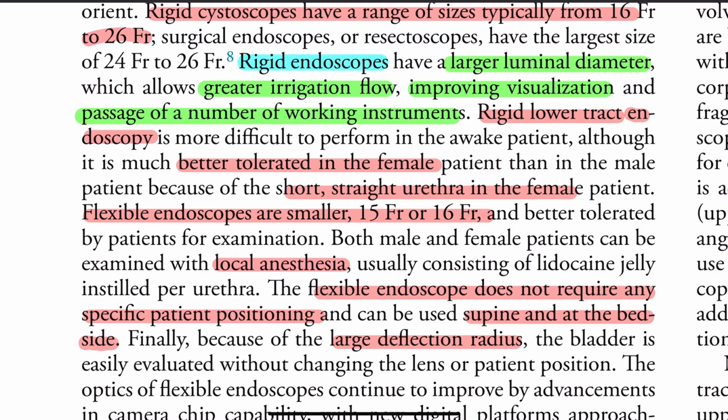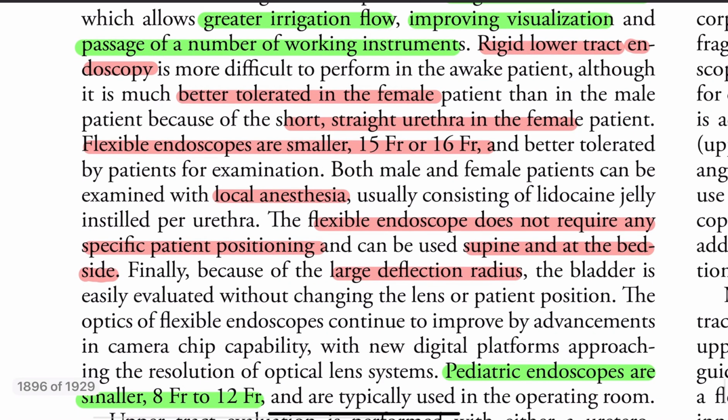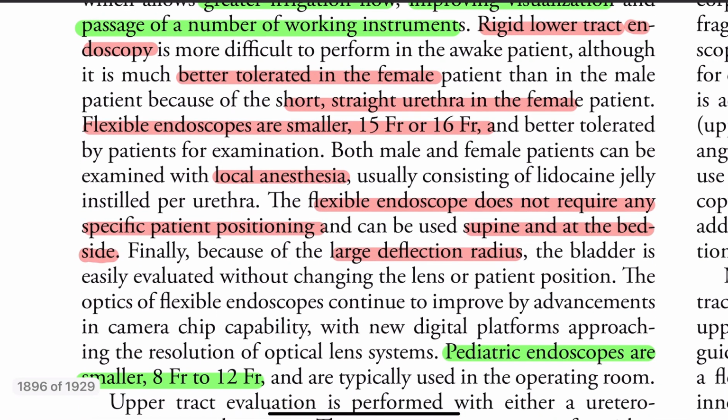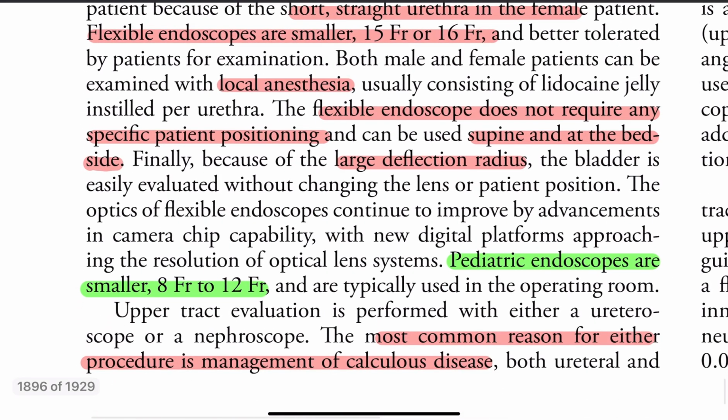Then the flexible endoscope is 16 French. So 16 to 26 is rigid and 16 French is flexible. The flexible endoscope you can do under local anesthesia, through lignocaine jelly. And the flexible endoscope does not require any specific patient positioning. It can be used in supine position at the bedside. And because it has a large deflection radius, it can bend like this.